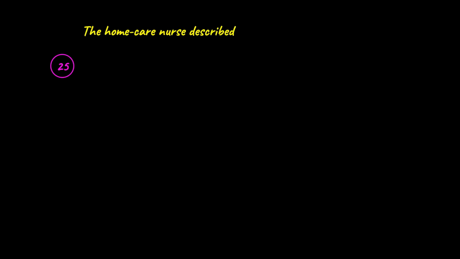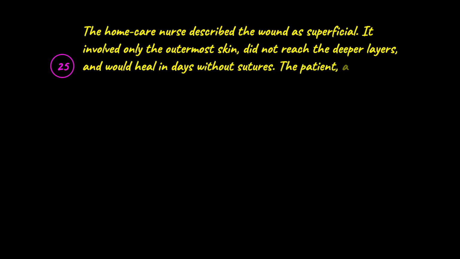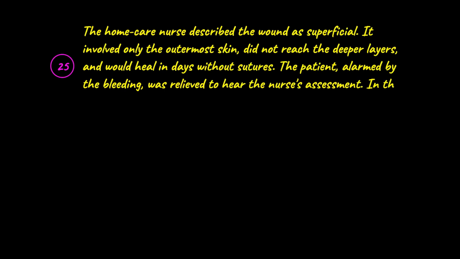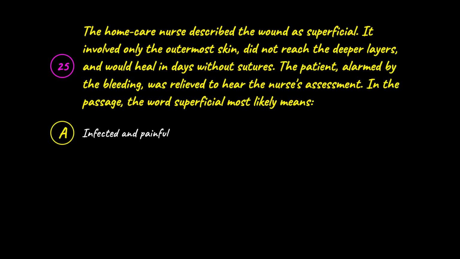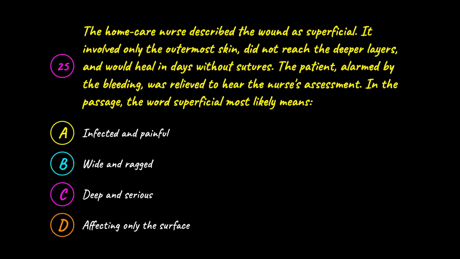Question 25. The home care nurse described the wound as superficial. It involved only the outermost skin, did not reach the deeper layers, and would heal in days without sutures. The patient, alarmed by the bleeding, was relieved to hear the nurse's assessment. In the passage, the word superficial most likely means. Your options are A. Infected and painful, B. Wide and ragged, C. Deep and serious, D. Affecting only the surface. Which one is it? Pause the video if you need more time.